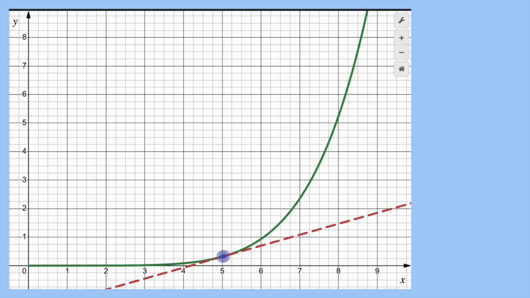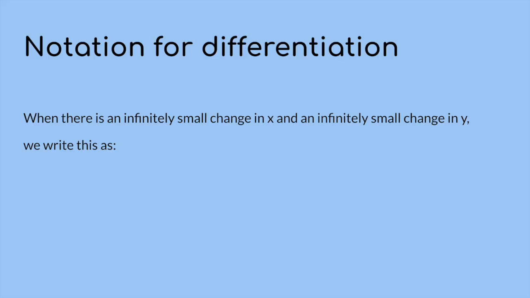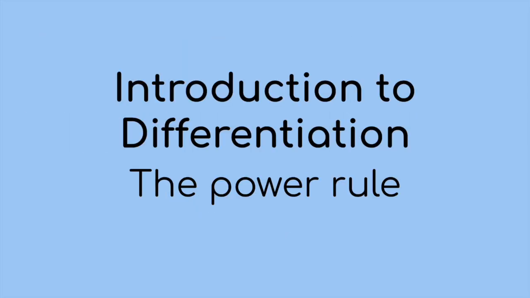When that change in y and change in x becomes infinitely small, we use a different notation. Rather than using delta y over delta x, we write dy over dx. And the way we read that is we say dy by dx. So that is the notation that is always used for the derivative, the result that we get for the gradient function.